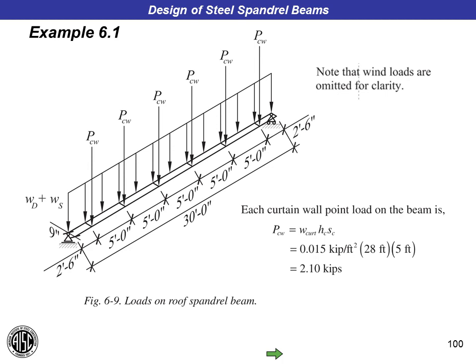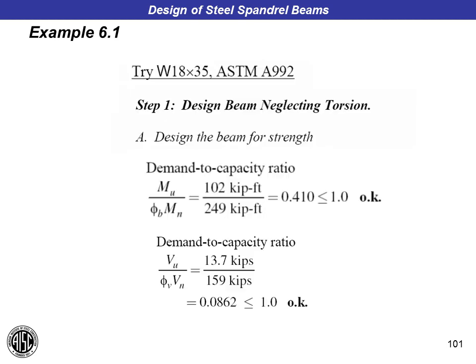So here's a 3D graphic of the loading condition on that beam. We've got a uniformly distributed dead and snow load across the top flange, and we have curtain wall mullion point loads at 5 feet on center along the length of the beam, and those are eccentric to the beam center line by 9 inches. So here's the expression of what the curtain wall dead load is. It's about 2.1 kips at each one of these concentrated loads. There are out-of-plane wind loads here too, but we're not showing those just for the sake of clarity.